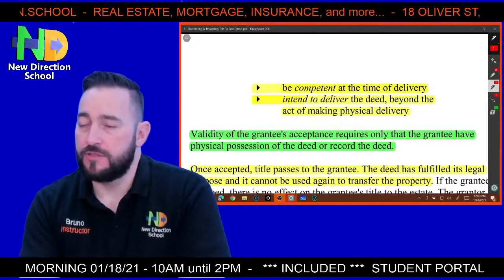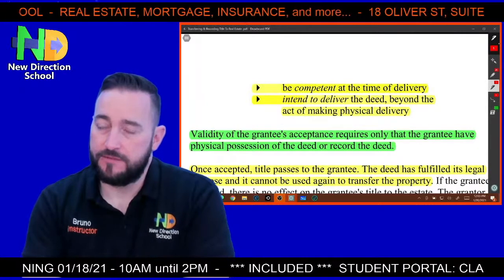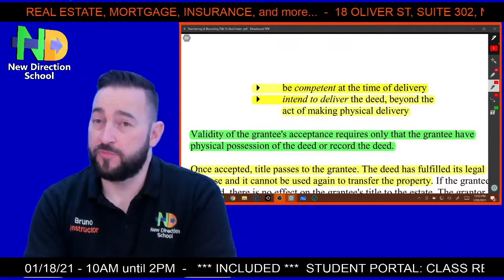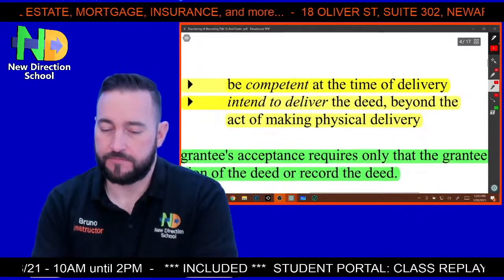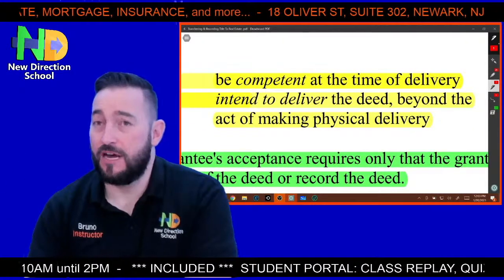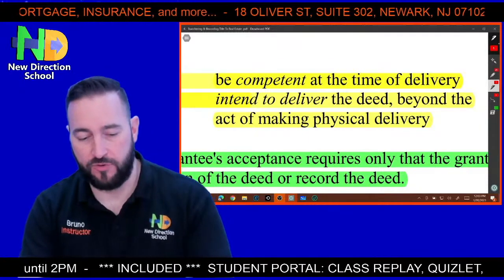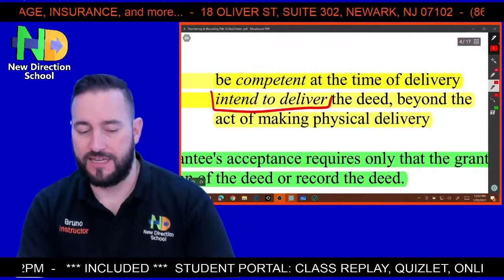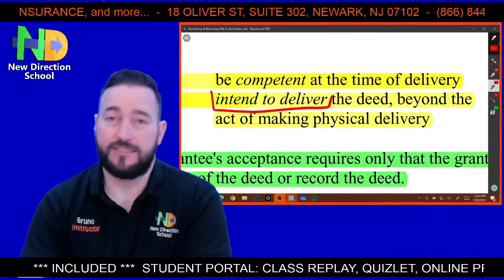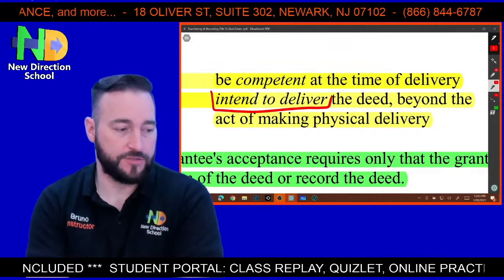So yeah, he's going to lose if the seller never delivered the deed, right? Then you have to prove that the seller was competent at the time of delivery, and you have to prove that the seller intended to deliver the deed, that they intended actually to transfer the property, pretty much.